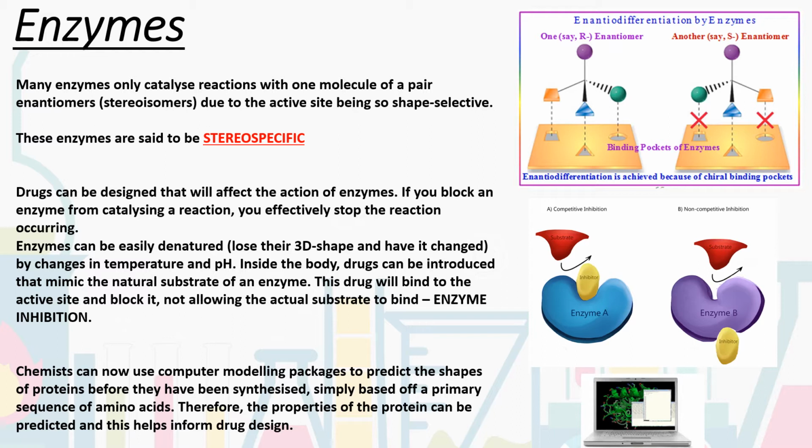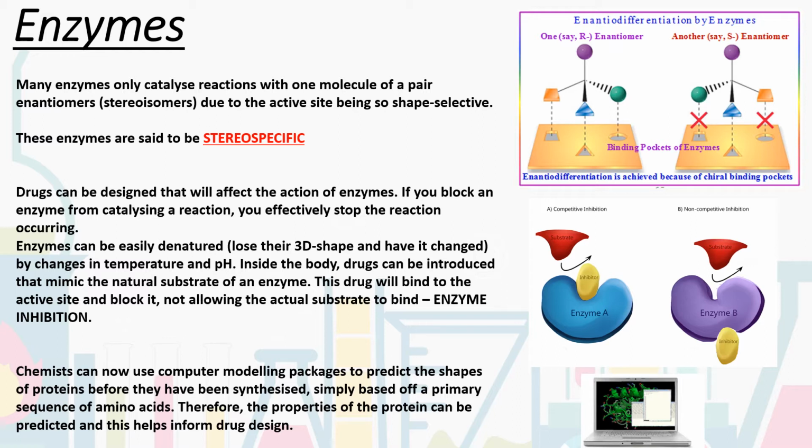The actual active site of an enzyme is a very small part of the whole enzyme structure. But by binding to somewhere else on the enzyme, because this is a very specific 3D shape, it can change the active site. It can change the shape of the active site, meaning the substrate then can't actually bind in itself. And again, we stop that reaction from occurring.